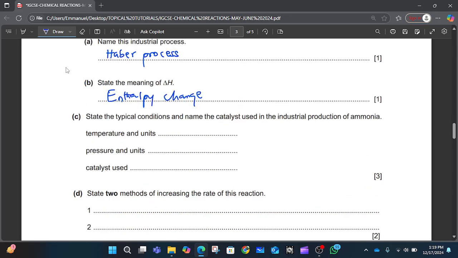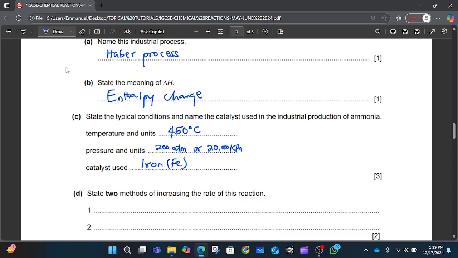C. State the typical conditions and name the catalyst used in the industrial production of ammonia. So for temperature, the compromise temperature used in the Haber process is 450 degrees Celsius. The compromise pressure used in the Haber process is 200 atm, or in terms of kilopascals, if you convert it, you get 20,000 kilopascals, because 1 atm is equal to 100 kilopascals. And the catalyst used in the Haber process is iron.